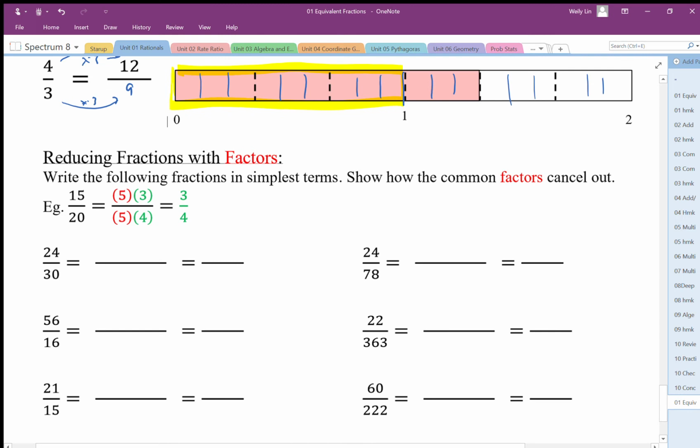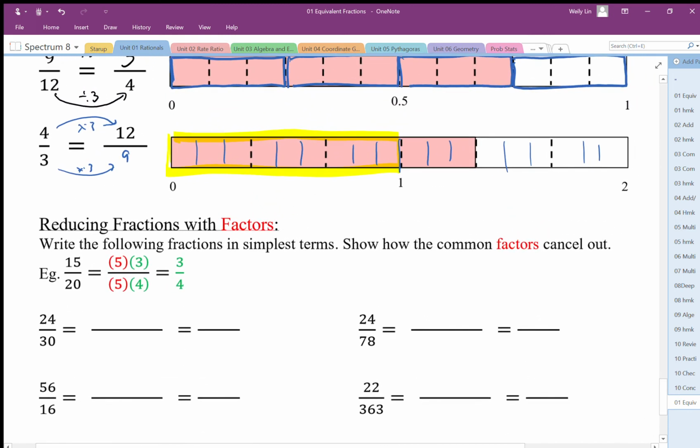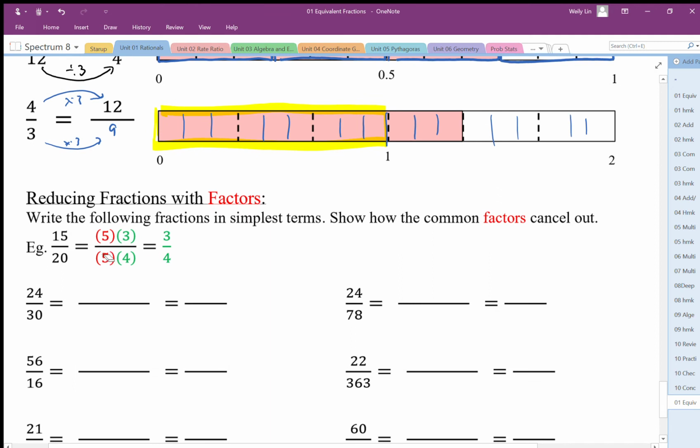Okay, so we want to reduce fractions. We can also show these times and divide factors as actual multiplying factors in the actual equation. So here I have 15 over 20. I can rewrite 15 as 5 times 3, and 20 as 5 times 4. And I can cancel these out, because times 5 and divide by 5 cancels out. So I'm left with 3 over 4.